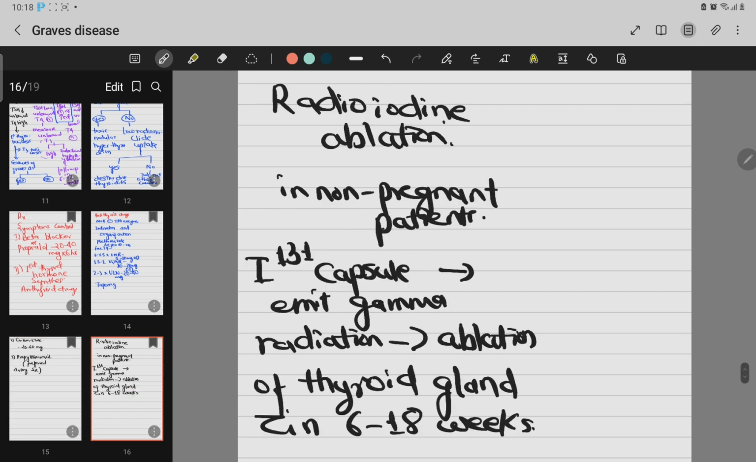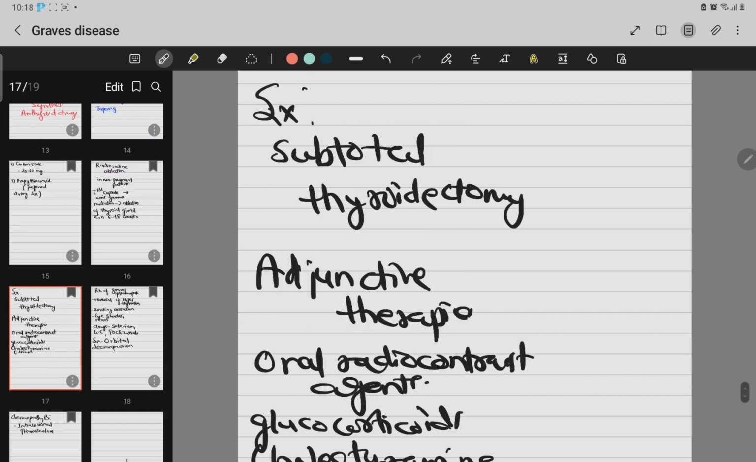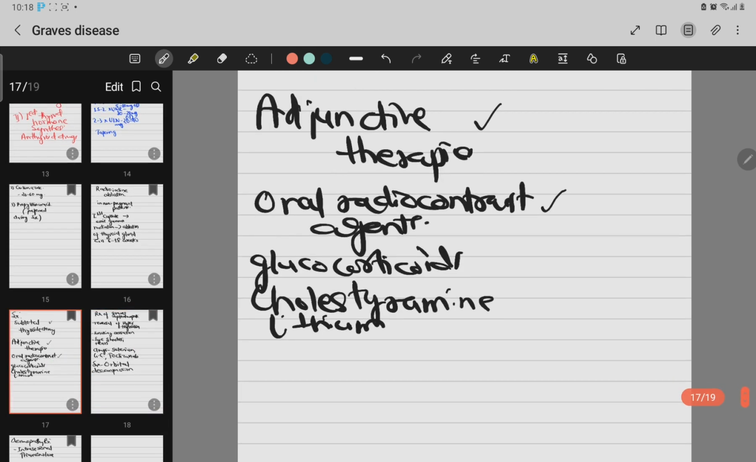Also, we can do radioiodine ablation. We can give I-131 capsules, that is radioiodine ablation. Then we can do surgery: subtotal thyroidectomy. Adjunctive therapies include oral radiocontrast agents, glucocorticoids, cholestyramine, and lithium. So these are the things we can give.